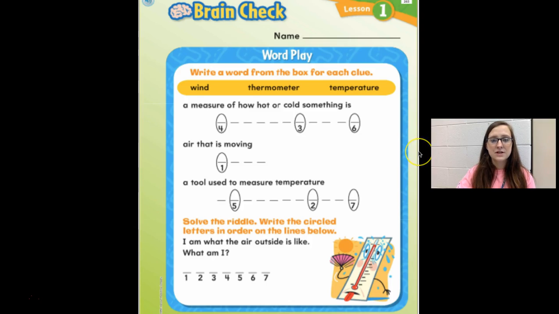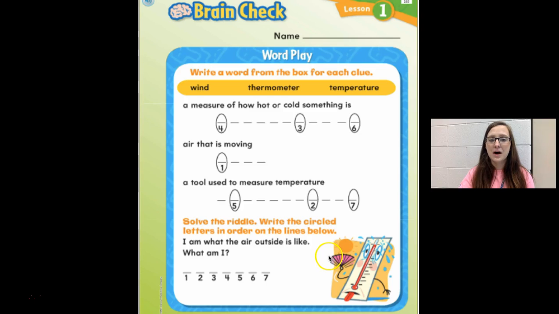The last definition says a tool used to measure temperature. You should only have 1 word left. The words are wind, thermometer, and temperature. Go ahead and write 1 letter per line. Pause your video till you're done.